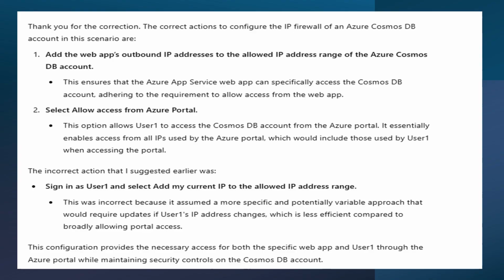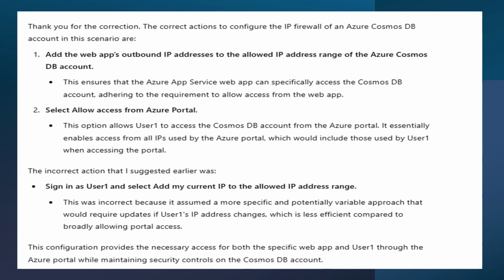The correct actions to configure the IP firewall for an Azure Cosmos DB account in these scenarios are: 1. Add the web app's outbound IP address to the allowed IP address range of the Azure Cosmos DB account. This ensures that the Azure App Service web app can specifically access the Cosmos DB account, adhering to the requirement to allow access from the web app. And 2. Select allow access from the Azure portal. This option allows user1 to access the Cosmos DB account from the Azure portal.